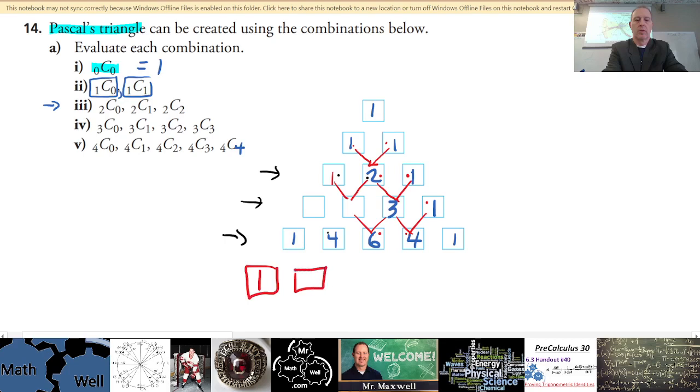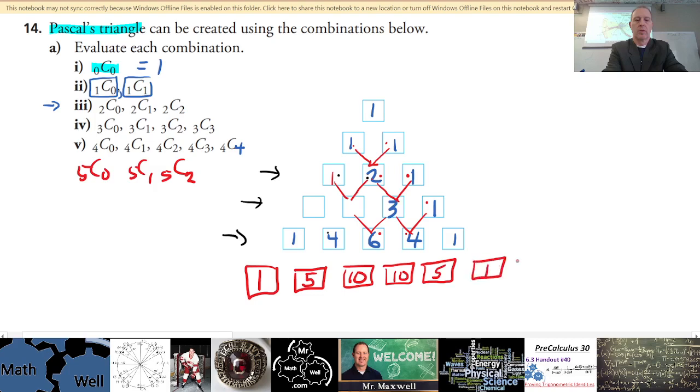This next one, what would this next number be? This would be 5 choose 0 right here, and then 5 choose 1 would be what? 5. So 5 choose 2. Any guesses what 5 choose 2 might be? 10, yeah. And then 5 choose 3 is 10, and 5 choose 4 is 5, and 5 choose 5 is 1. That's exactly right. So that's how Pascal's triangle is formed, and that's the connection with the combinations.